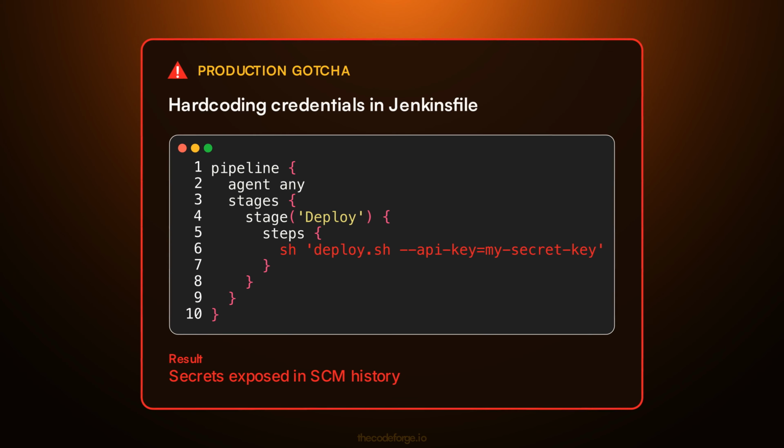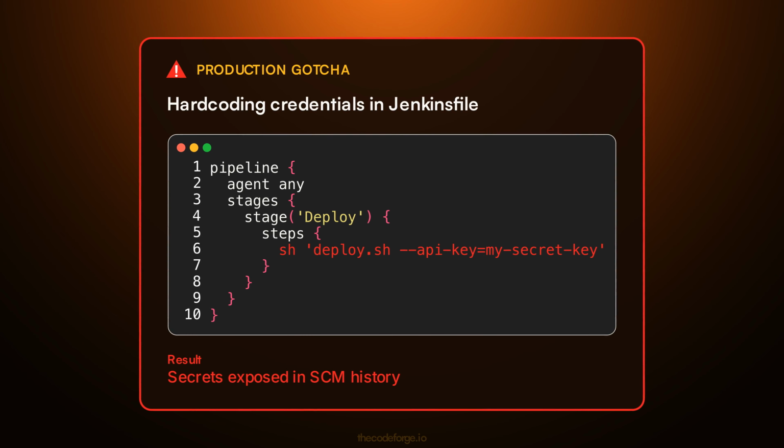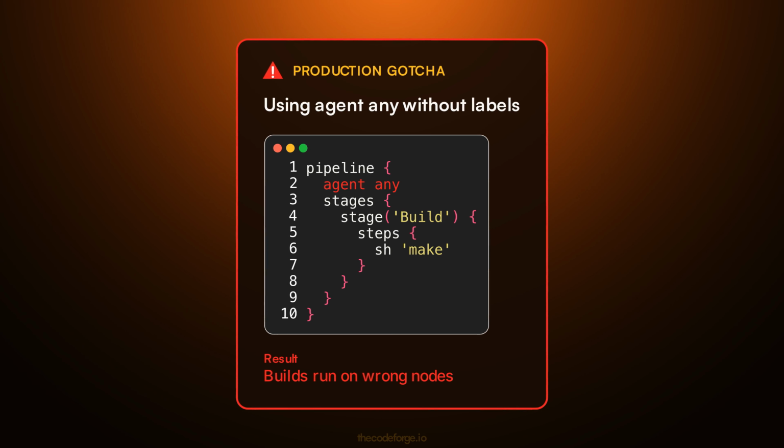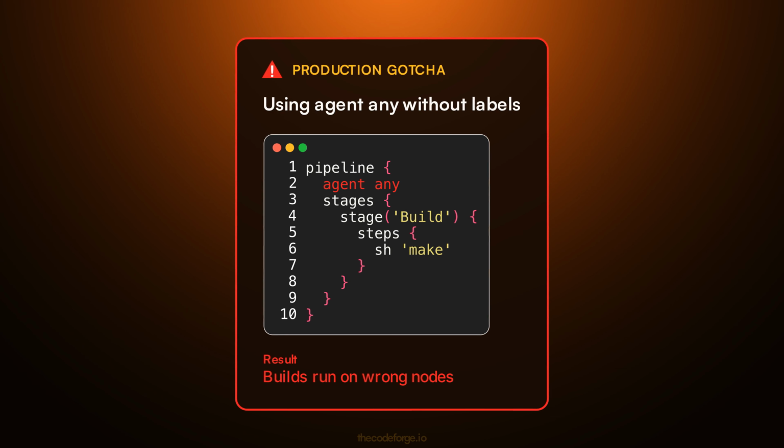Hardcoding credentials in the Jenkinsfile exposes them in plain text in SCM history and logs, leading to security audit failures. Always use the credentials store with credentials(). Using agent any without labels can cause builds to run on unexpected agents, leading to inconsistent results. Define explicit agent labels like agent { label 'linux-docker' } to ensure builds run on designated nodes.